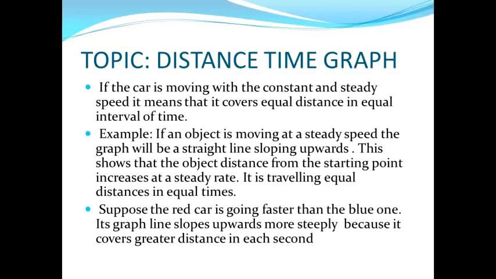The red car is moving faster. Although both cars are moving with a constant speed, the red car's speed is greater than the blue car's. So that's why it slopes upward more steeply, because it covers greater distance in each second. In every second that passes, the red car covers greater distance.